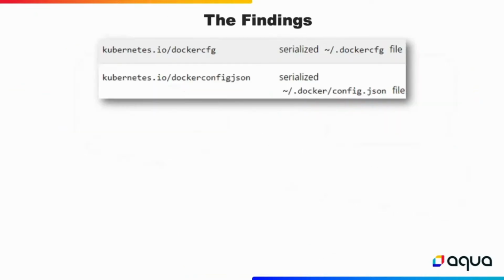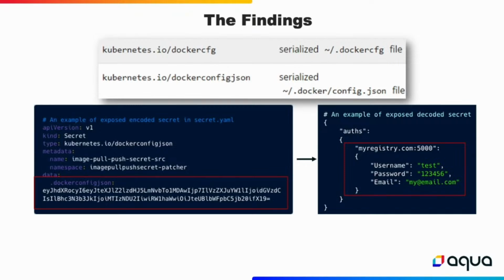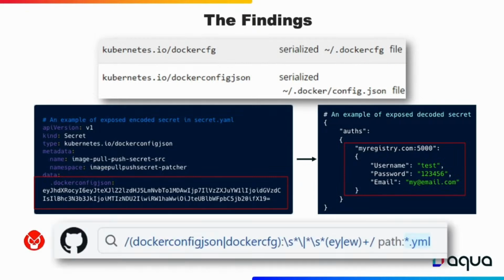And that's exactly what we have done. We focused on two types of the Kubernetes secrets. They contain container registry addresses, usernames, and passwords, all encoded in base64 format. We wrote several GitHub regex patterns to hunt specifically for these secrets across all of GitHub using the GitHub advanced search feature. As a result, we found numerous instances of these secrets. All we now have to do is to decode them and look for interesting results.